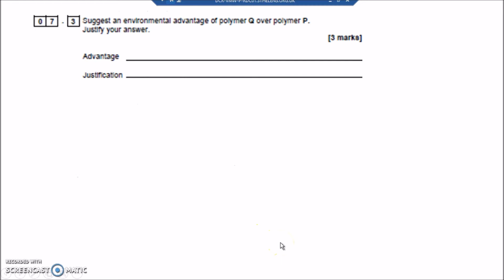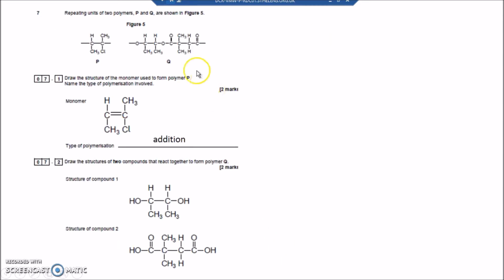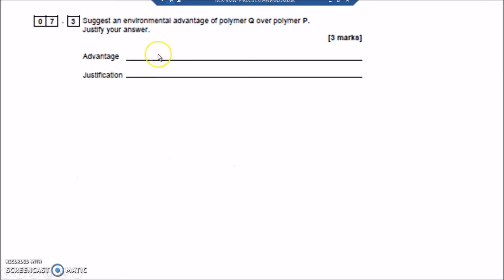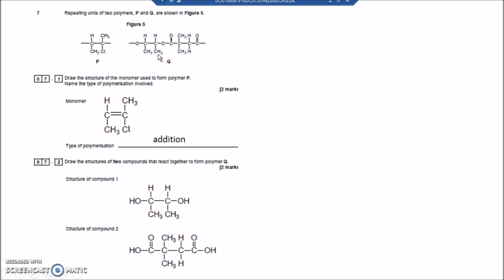An advantage of Q over polymer P. Well, Q makes water here, so when you have the alcohol reacting with the carboxylic acid, it makes water. So this reaction here is a condensation reaction that makes water. You need a little bit of acid to do that. A little bit of sulfuric acid would catalyze that reaction. But you can break it up again by using a little bit of acid or a little bit of alkali. Preferably alkali, I'd say, is a good nucleophile to use.